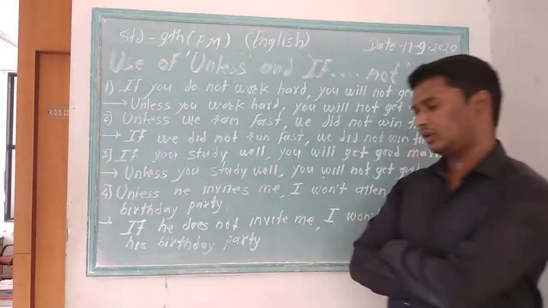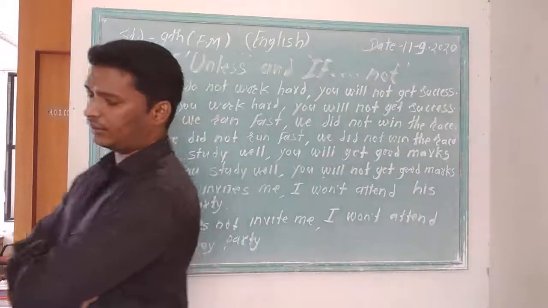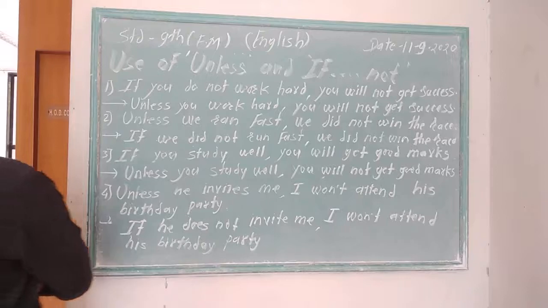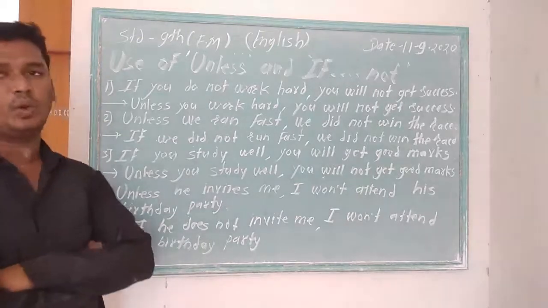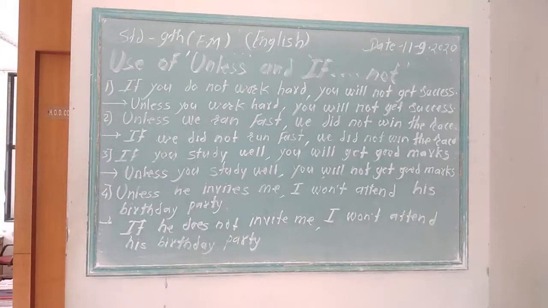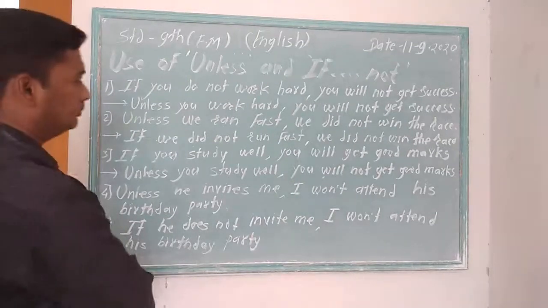Next rule. After writing the first clause with if, put if into single inverted commas, then put comma, C-O-M-M-A, and write the second clause as it is. Full stop. Now the last rule.